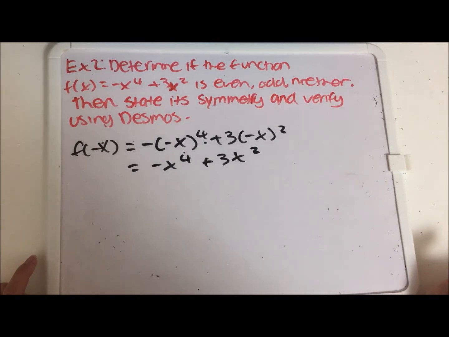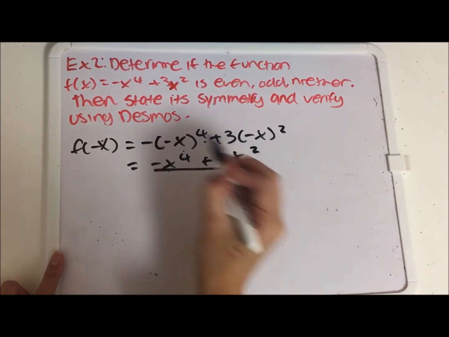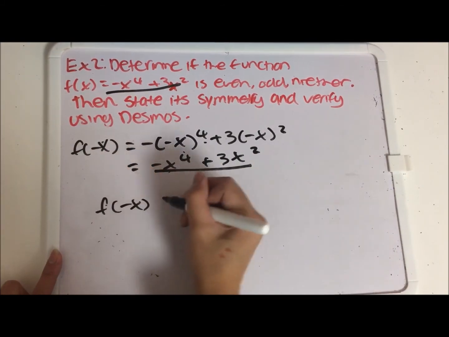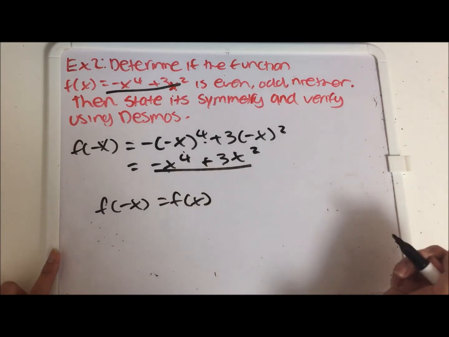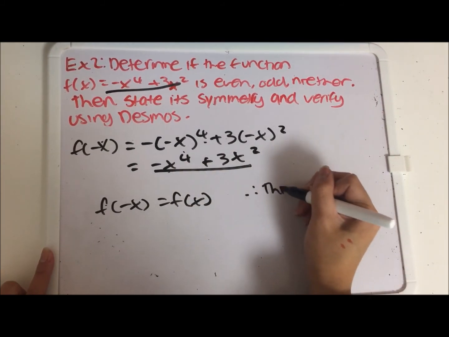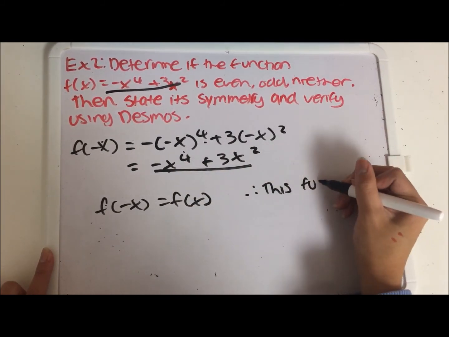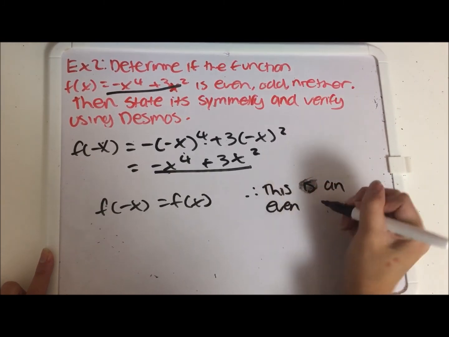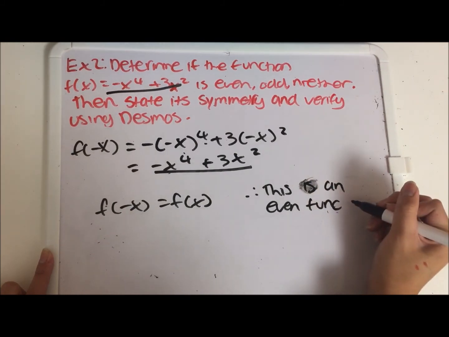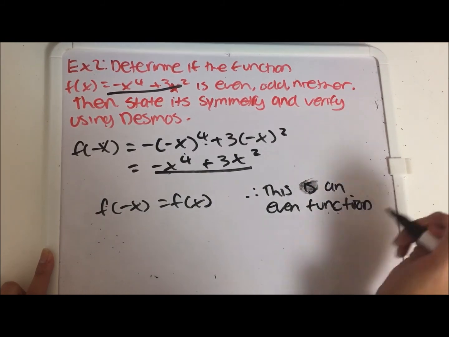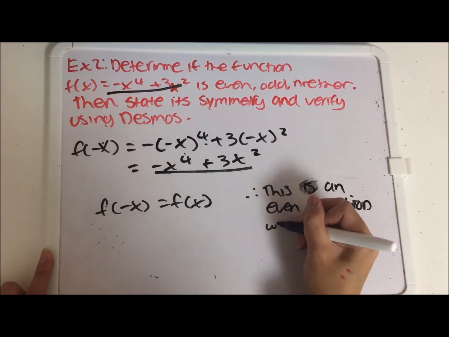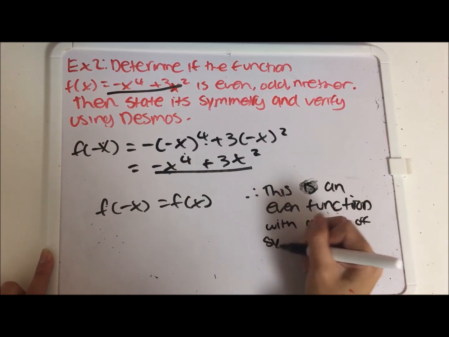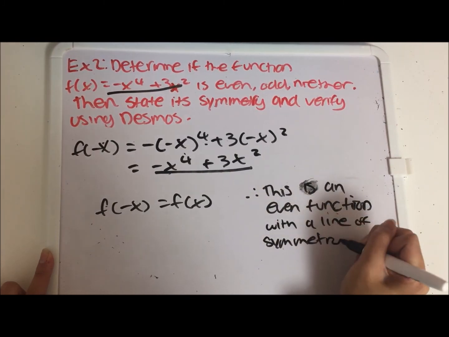So do you notice what I notice? This one is the same thing as this one. So what does that mean? That means f of negative x equals f of x, which means, therefore, this function is an even function. What does an even function have? A line of symmetry.